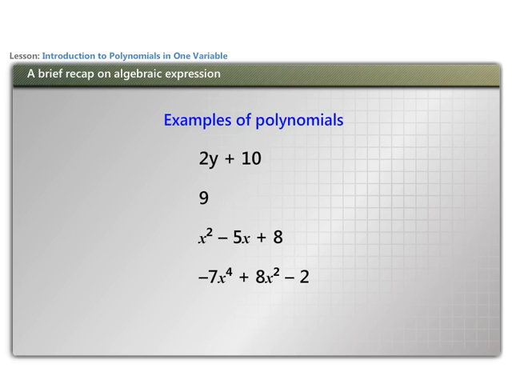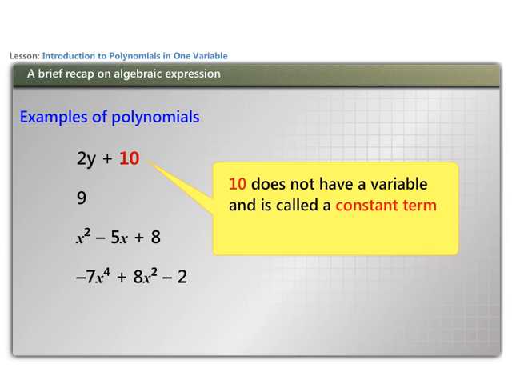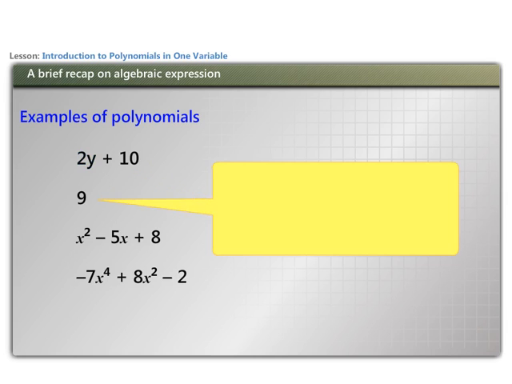In the first polynomial 2y plus 10, there are 2 terms, 2y and 10. The term 10 does not have a variable and is called a constant term. In the term 2y, the number before the variable is called the coefficient. So, 2 is the coefficient of y. In the second polynomial 9, there is only one term, which is the constant term.